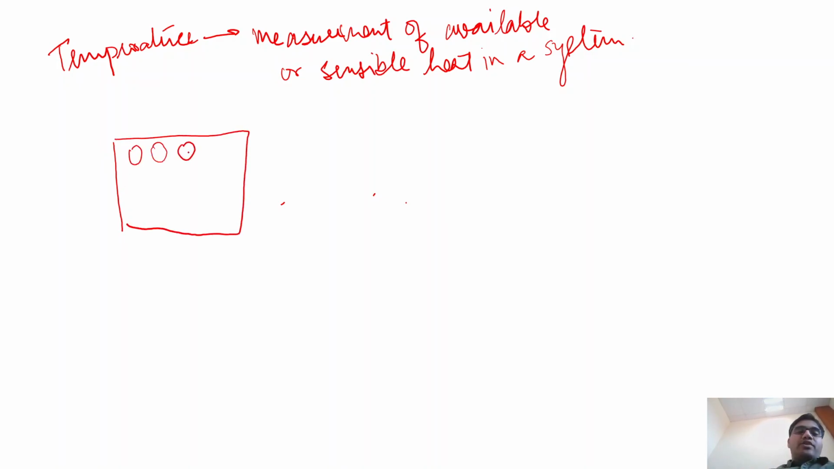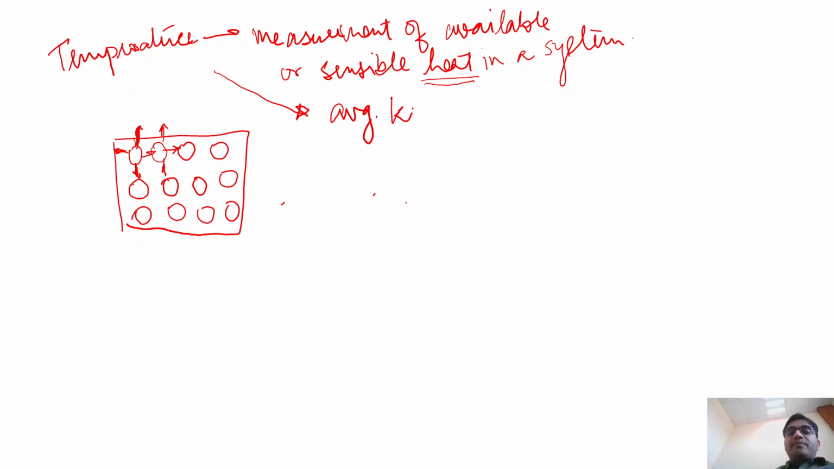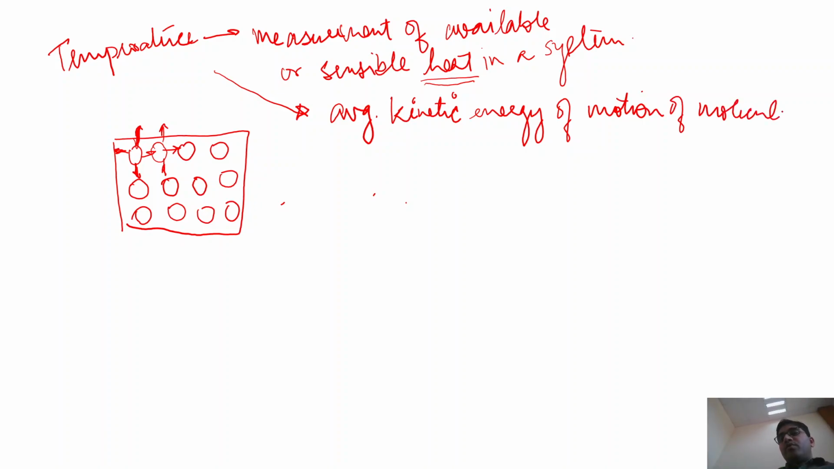These molecules are in constant motion. They are vibrating. How much movement they will do depends on how much heat they have in the system. So, the temperature can also be known as the measurement of average kinetic energy of motion of molecules. This is what you should remember, that heat is important, and then what is heat?